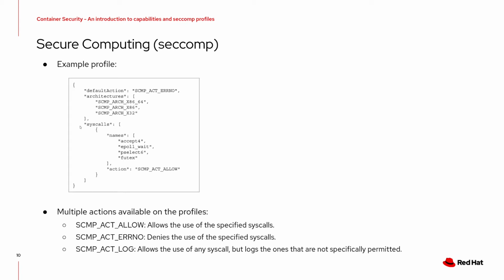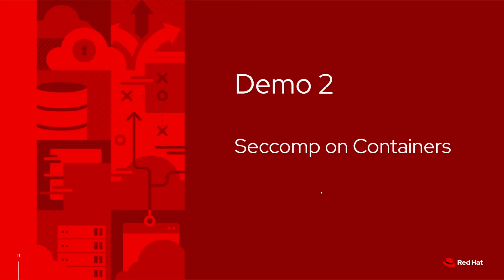Then, as I was mentioning, we have the syscall section where we have the names of the accepted syscalls that processes can use, and the action for those syscalls. In this case, we have 4 syscalls, and these 4 syscalls can be used. And we have 3 different actions that we can configure for our syscalls. The first one is to allow the use of specified syscalls. The second one denies the use of specified syscalls, and the third one allows the use of the syscalls but logs the ones that are not specifically permitted. And with that, we got to demo 2, where we are going to see how we can use Seccomp profiles on containers.